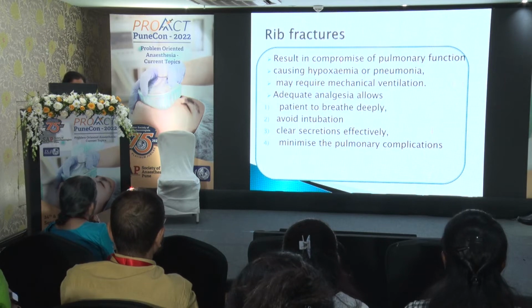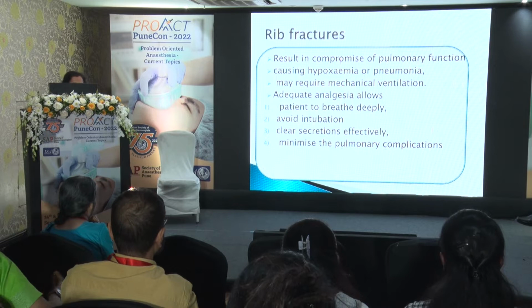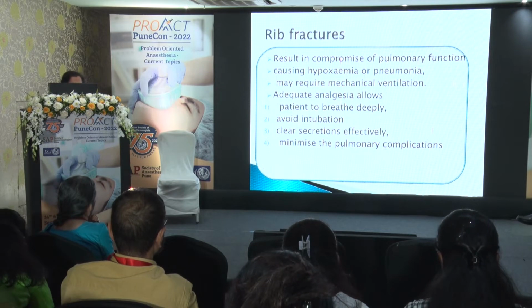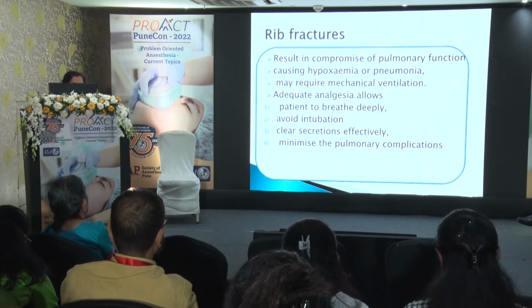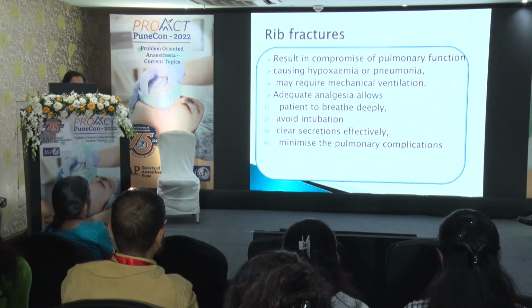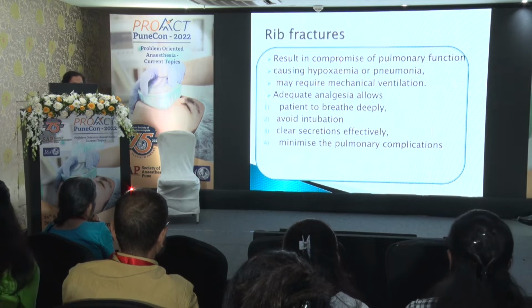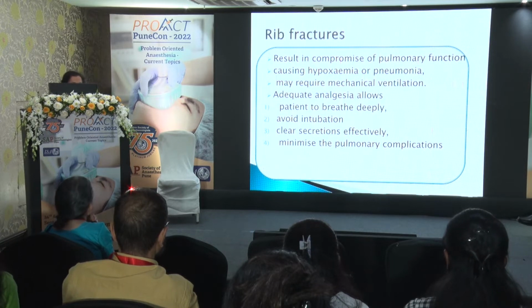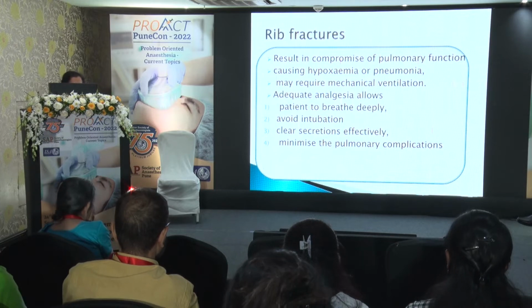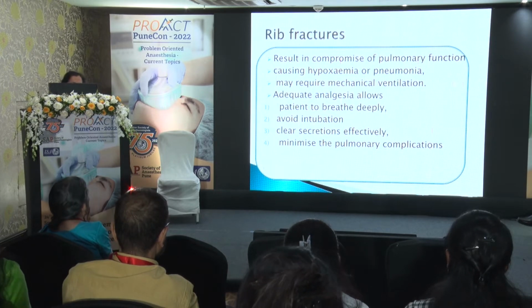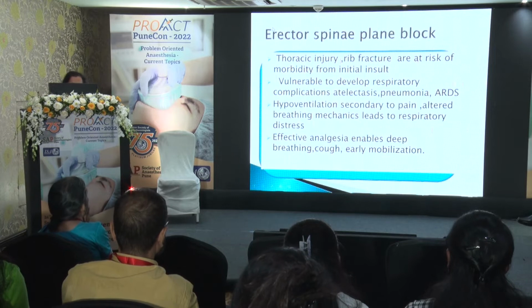Why do patients with rib fractures require these blocks? Because rib fractures compromise their pulmonary function. That will add to hypoxemia and pneumonia. The patient may require mechanical ventilation if the pain is not relieved. Adequate analgesia allows the patient to breathe deeply, avoid intubation, and clear the secretions effectively. It will help to minimize the pulmonary complications.